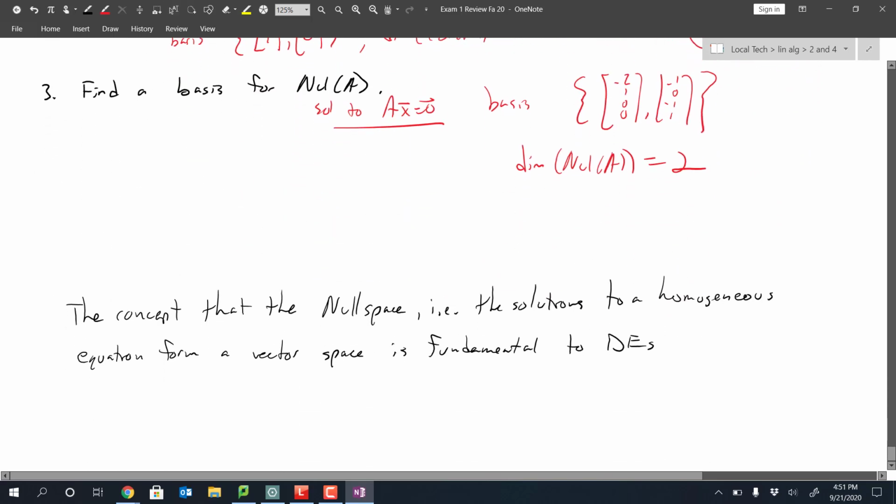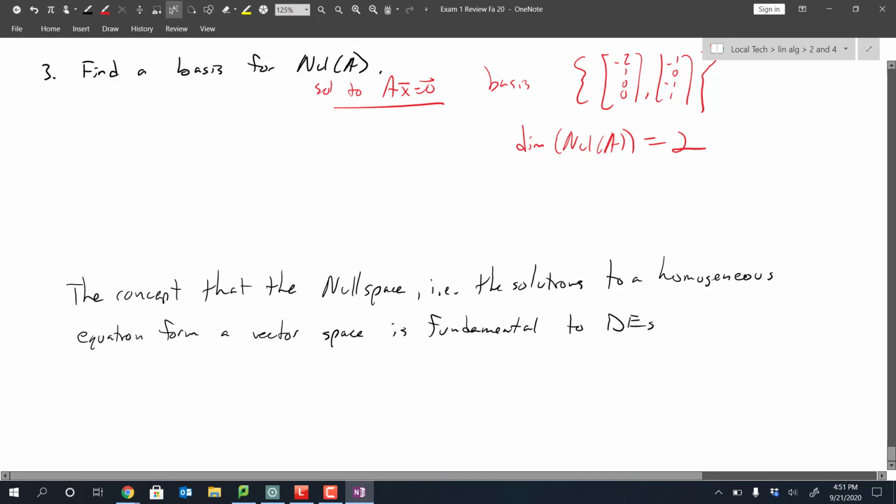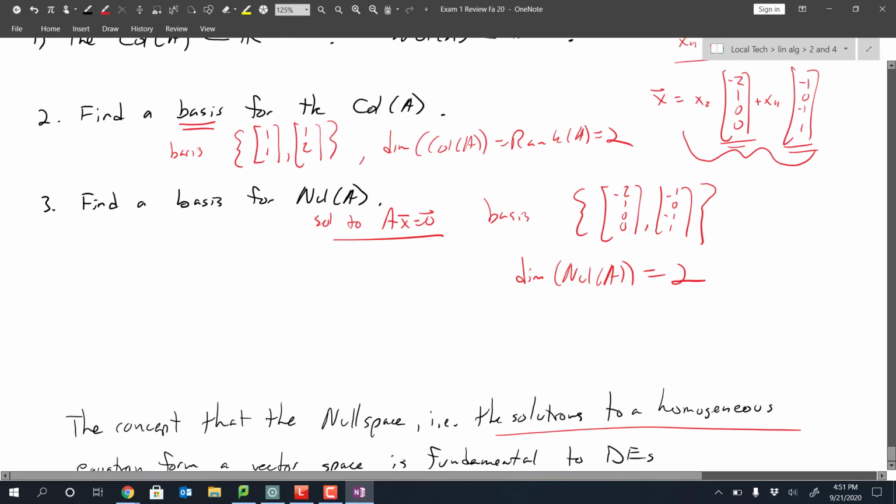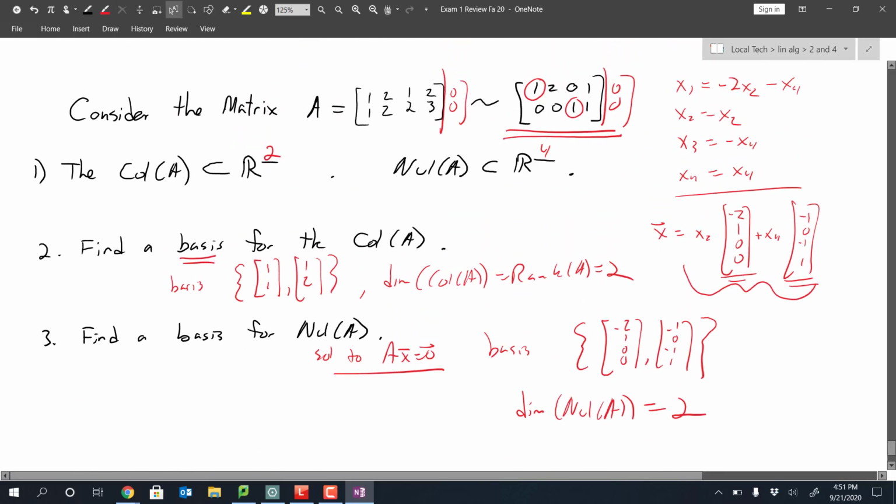The last little comment here was just a tease towards the next half of the semester: the concept of null space, i.e. the solutions to the homogeneous equations for a vector space, is a fundamental concept of differential equations, which we will see down the road. But for now, these are the questions you will see on the upcoming midterm.